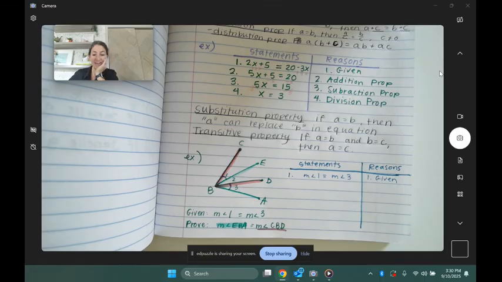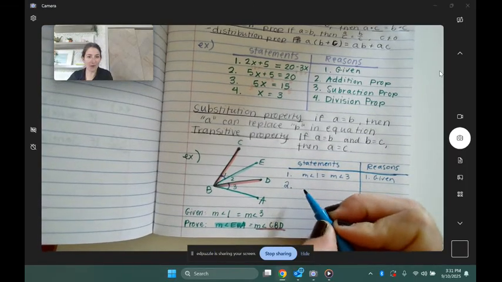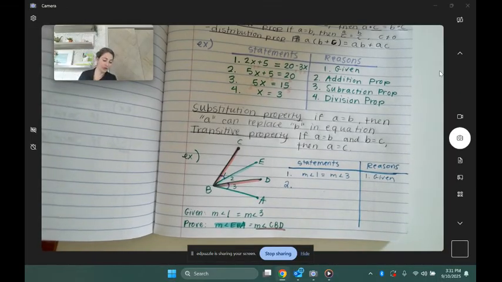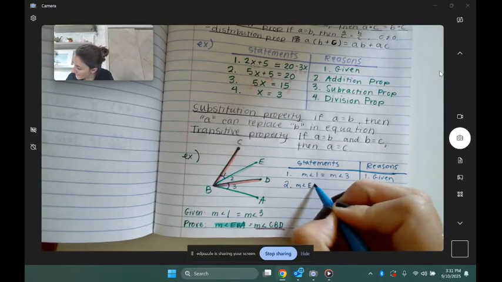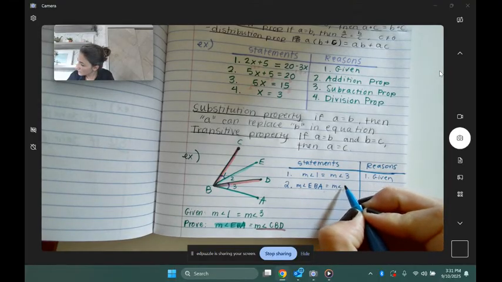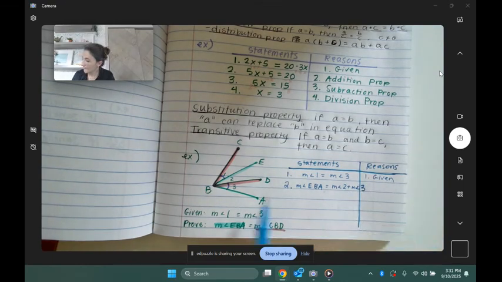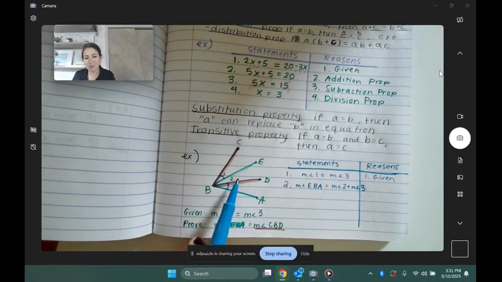Now I'm going to flash back to, I think we did this on 1.2. So I need to figure out how we're going to get to my proof. And we're going to do this all together for quite a while now. I'll give one blank or the other. You're not going to have to do it all on your own just yet. But let's say that the measure of angle EBA is equal to the measure of angle 2 plus 3.